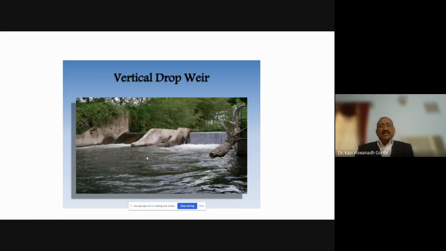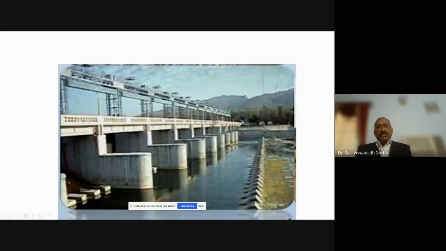So the picture provides you a vertical drop weir, which is constructed here, and because there is a weir wall which is obstructing the flow, the water will be stored on the upstream side. The weir wall which is provided, with certain piers, and there is a roadway over it, and the crest gates or the shutters will be operated by means of this mechanism.